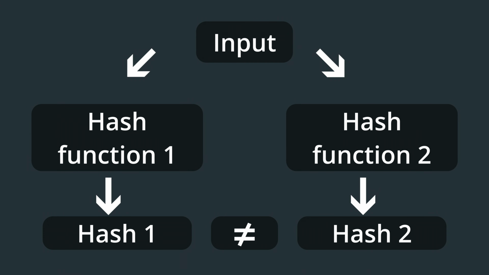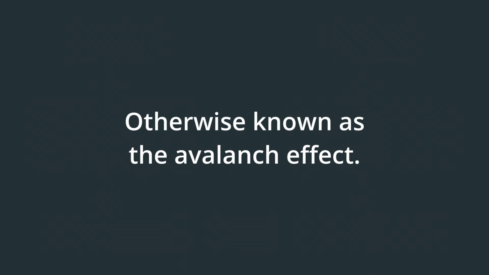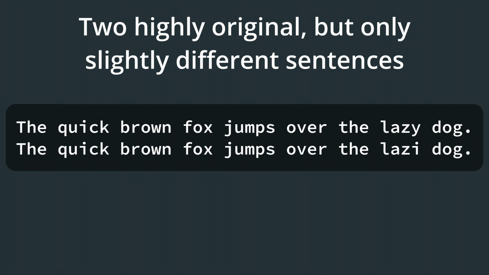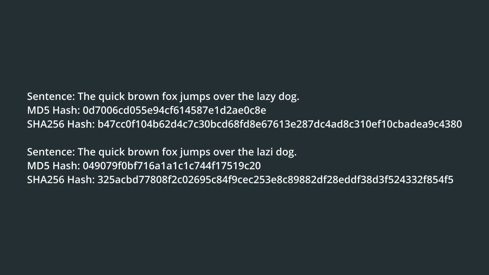Another key behavior of hash functions is that for two different inputs, even if they are very slightly different, the two hashes are almost certainly very different. For example, let's take the aforementioned MD5 hash function and hash two highly original but only slightly different sentences. As you can see from these hashes, despite the fact that the two inputs only differ by one character, the hashes are very different. And just to demonstrate the previous point about the differences in the hashes from different hash functions, here are the same sentences hashed with the SHA-256 function.